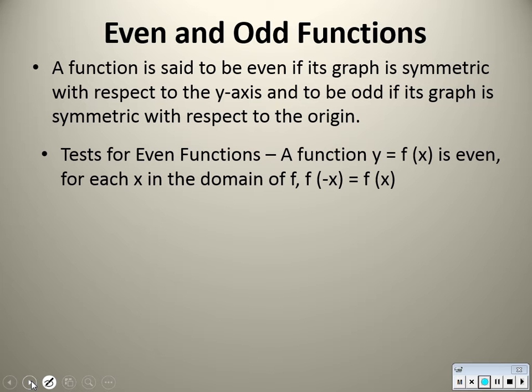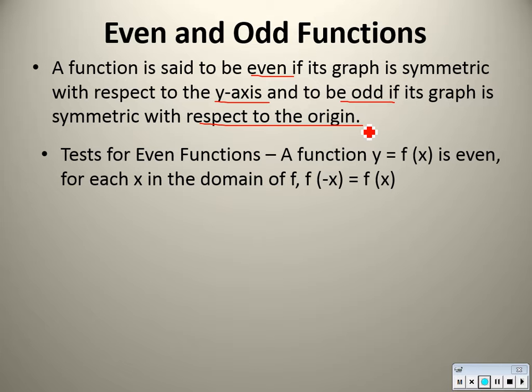So when we're talking about some different things involving functions, we have some different symmetry tests that have special names. A function is said to be even if it is symmetric with respect to the y-axis. A function is said to be odd if it is symmetric with respect to the origin.